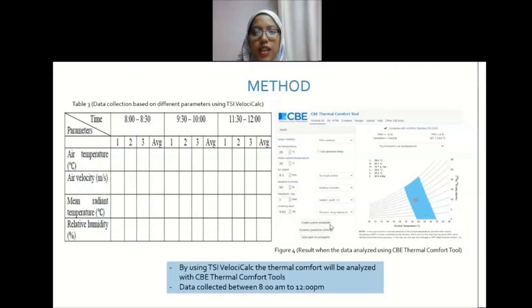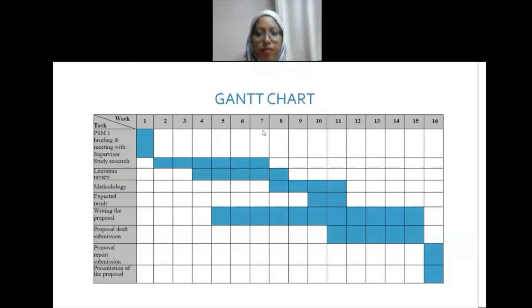As you can see in Figure 4, this is the result when the data is analyzed using CBE thermal comfort tools. As you can see here, when the data obtained is inserted in each parameter, then we will get the value for PMV and PPD. If the rate pointer gets into the blue section, that means that it complies with the ASHRAE standard.